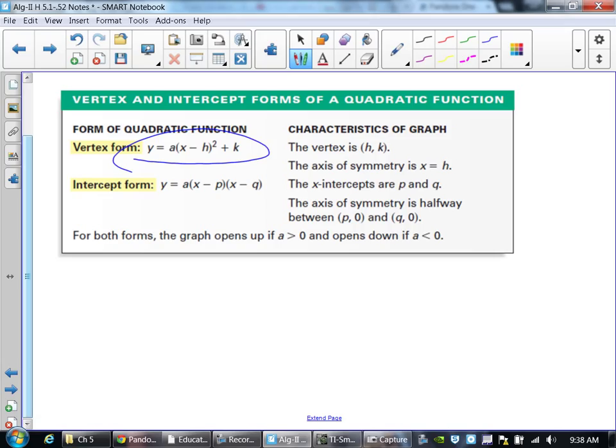You have this vertex form. I'll write it up a little bit larger on the side here. So we had standard form, which is your y equals ax squared plus bx plus c. Vertex form is y equals a parentheses x minus h, quantity squared, plus k, where your h, k is the vertex. And then the intercept form is y equals a parentheses x minus p, x minus q, where p and q are your x intercepts.